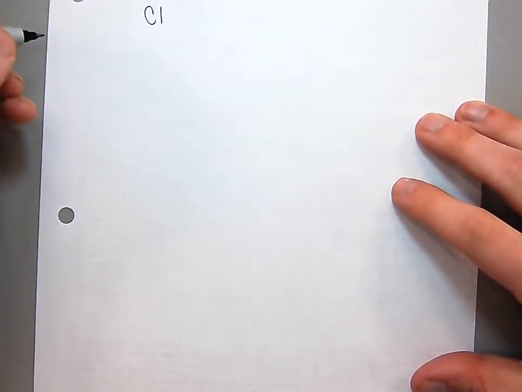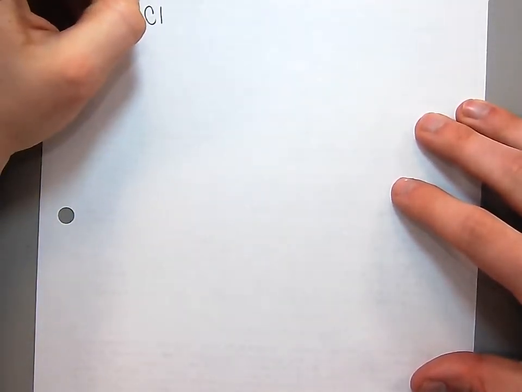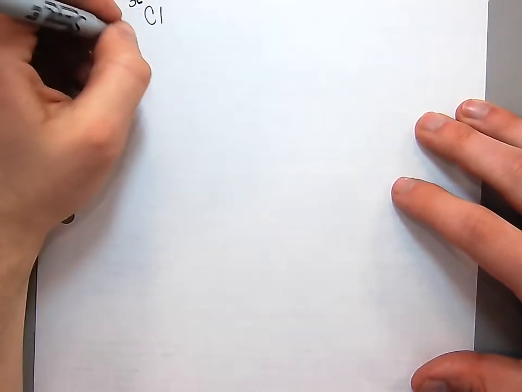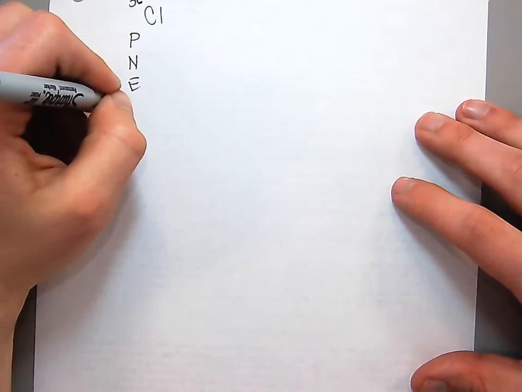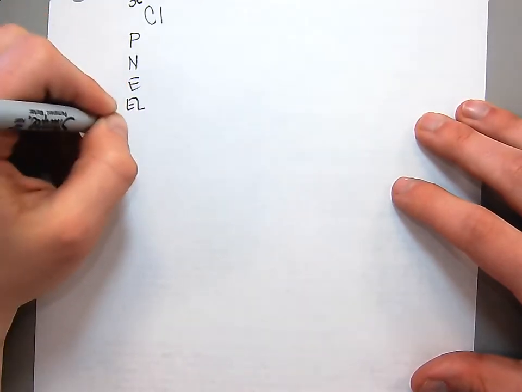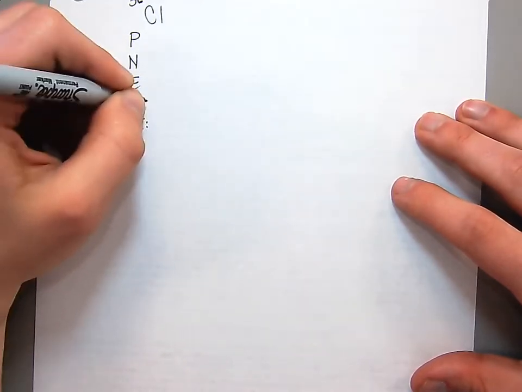Alright, let me give you all a few to practice. And there's a little flashback involved here. Let's say I have chlorine 36. I want you to give me the number of protons, the number of neutrons, the electrons, the energy levels, and the valence electrons.